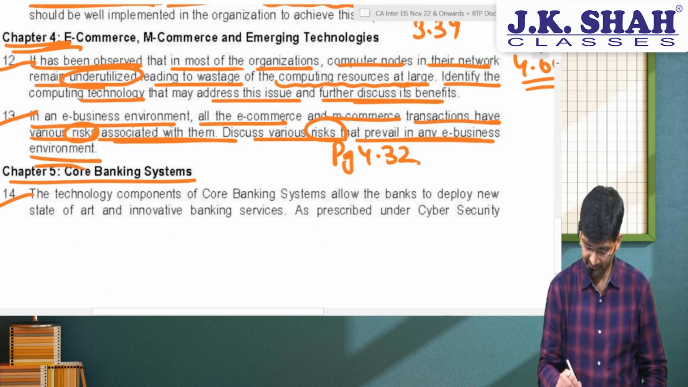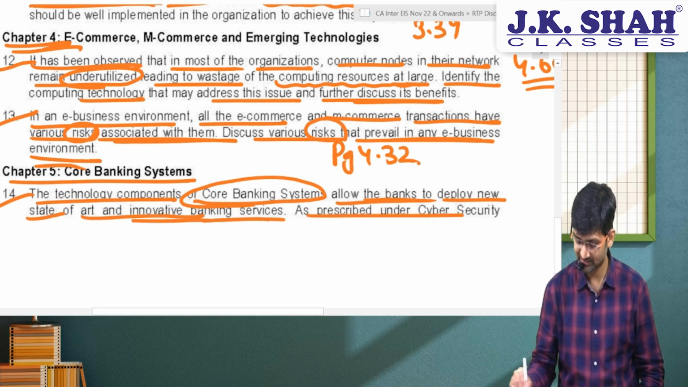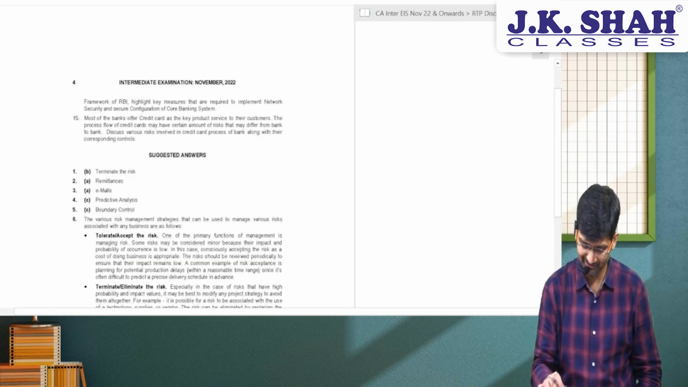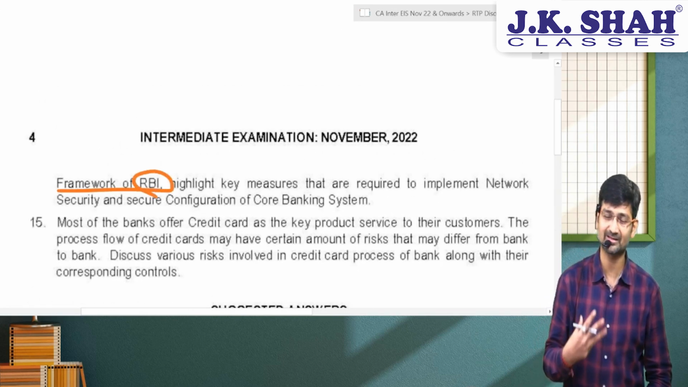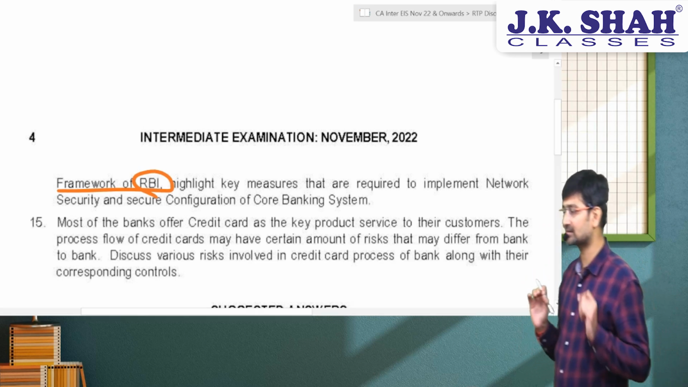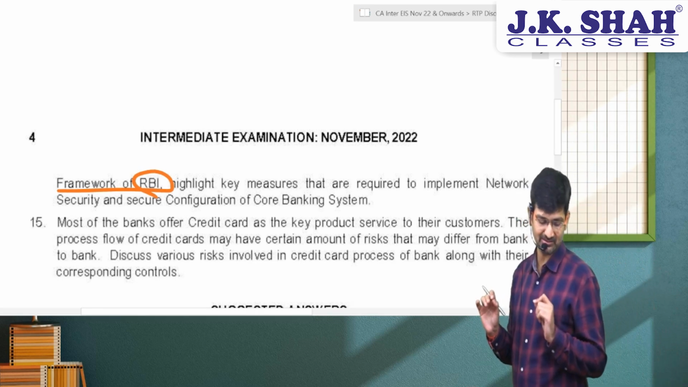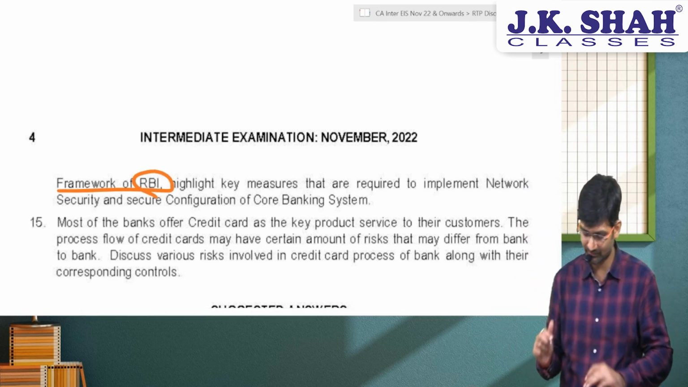Chapter 5. The technology components of core banking systems allow the banks to deploy new state-of-the-art and innovative banking services as prescribed under the cyber security framework of RBI. Your eyes should really light up with this. Clearly, again, it's an amendment, and the minute they tell you cyber security framework of RBI, you know which exact topic it is looking for, which amendment.